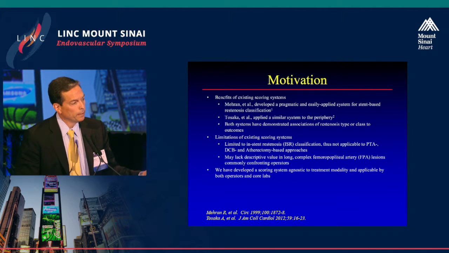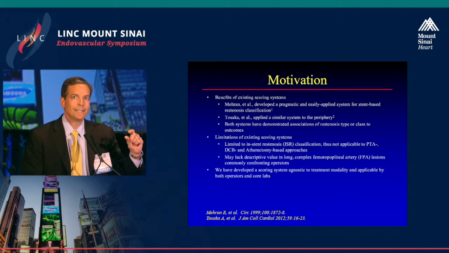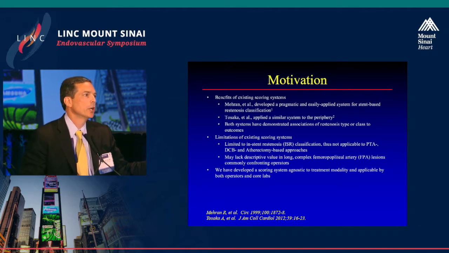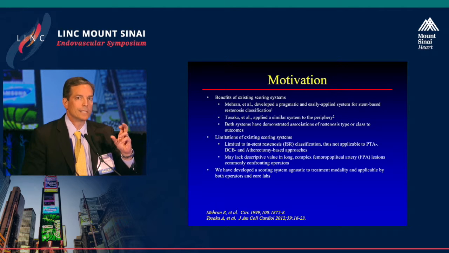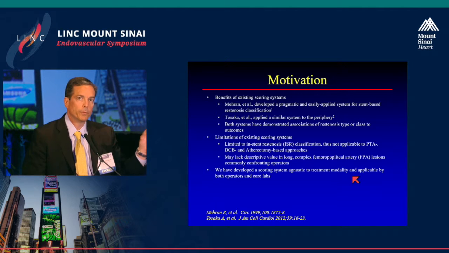So the motivation: we have the Moran criteria for the coronaries. We have the Tosaka classification for in-stent stenosis in the SFA. But as has been shown, there are a lot of different alternatives beyond just stenting. We have DCB now. We also have atherectomy followed by DCB. And so you have a lot of different opportunities that aren't specific to a stent. So we really wanted to develop a scoring system that would be agnostic, completely separate from the outcomes based on the index procedure, and just look at those outcomes alone as to a restenosis pattern.